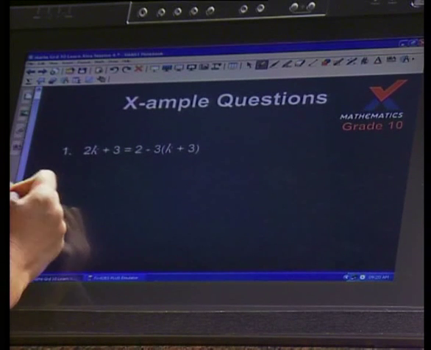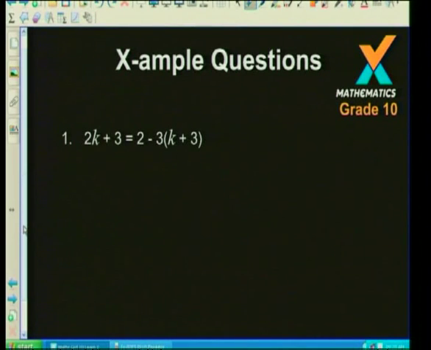Okay, now what we have here is 2k plus 3 is equal to 2 minus 3 in brackets k plus 3. Let's start by multiplying out the brackets. Remember, if you don't do BODMAS, you don't pass. So you must always do brackets, divide, multiply, add, and subtract.